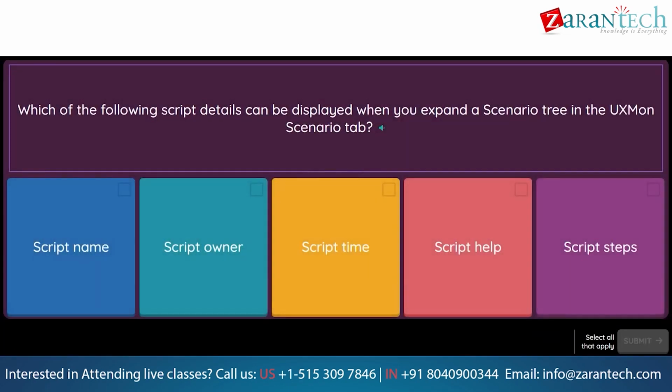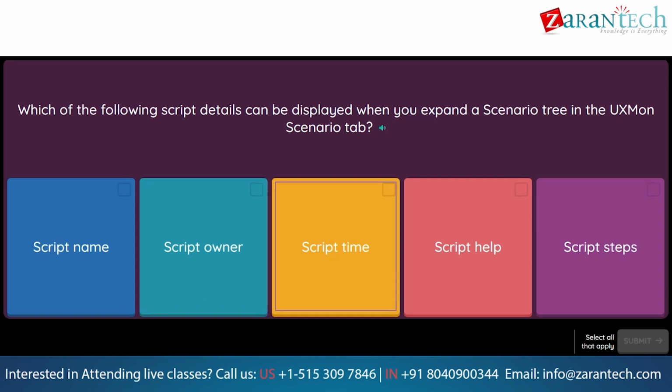Question: which of the following script details can be displayed when you expand a scenario tree in the UXMon Scenario tab? Option 1: script name. Option 2: script owner. Option 3: script time. Option 4: script help. Option 5: script steps.